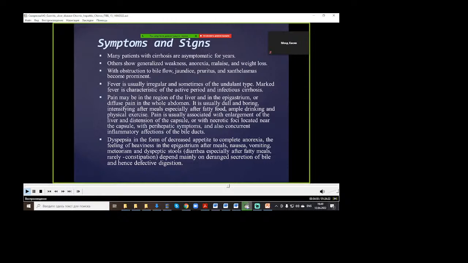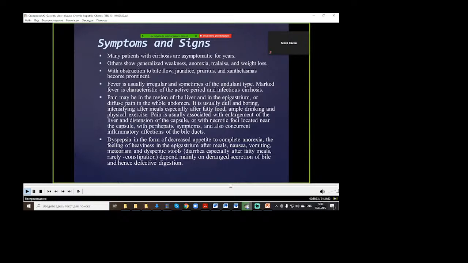Pain may be in the region of the liver, in the epigastrium, or diffuse pain in the whole abdomen. It is usually dull and boring, intensifying after meals, especially after fatty food, alcohol drinking, and physical exercise. Pain is usually associated with enlargement of the liver and distension of the capsule of the liver, or with necrotic foci located near the capsule, with perihepatic symptoms, and also concurrent inflammatory affections of the bile ducts.